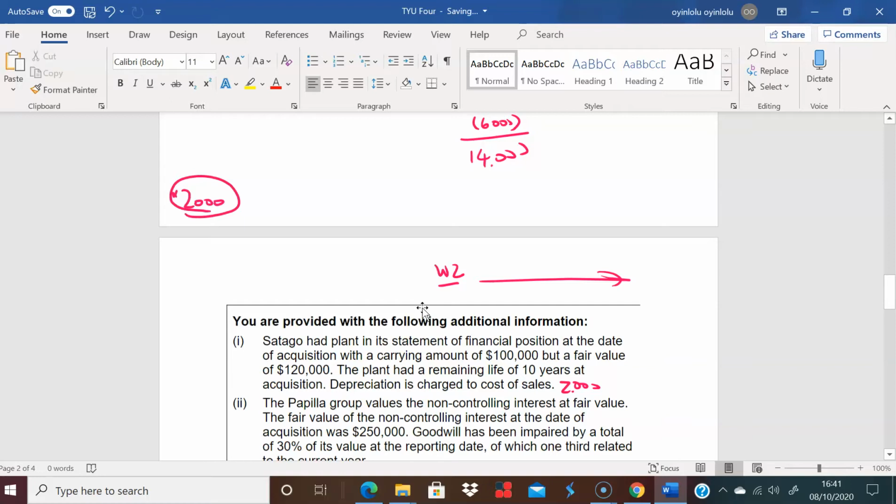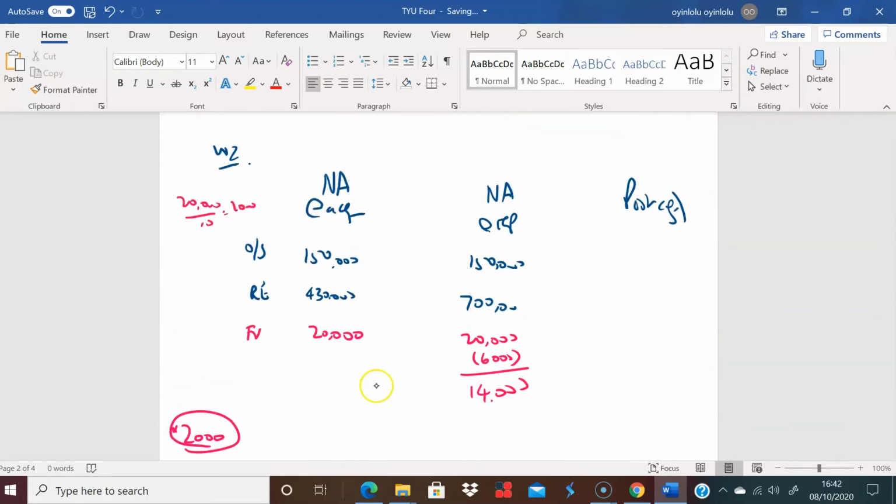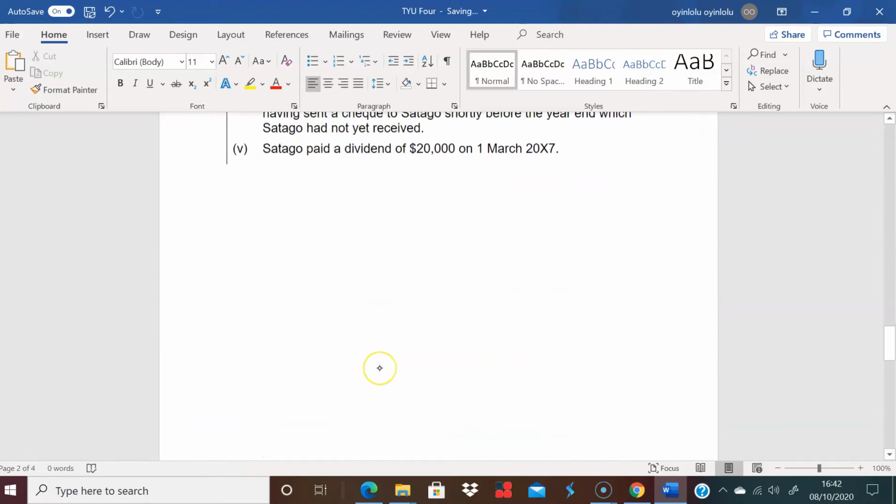Okay, who's next? The next one says that the parent values the non-controlling interest at fair value. The fair value of the non-controlling interest is 250. So now we need to calculate goodwill. I don't have any space here, so let's go over here and do goodwill right at the bottom.